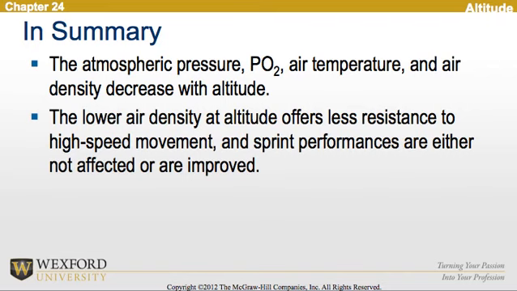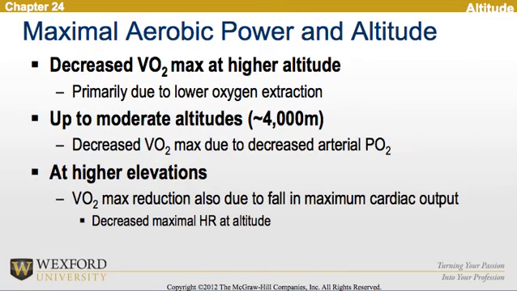So in summary, the atmospheric pressure, the pressure of oxygen, air temperature, and air density decrease with altitude. We also see a lower air density at altitude that offers less resistance to high-speed movement, and sprint performances are either not affected or are improved.